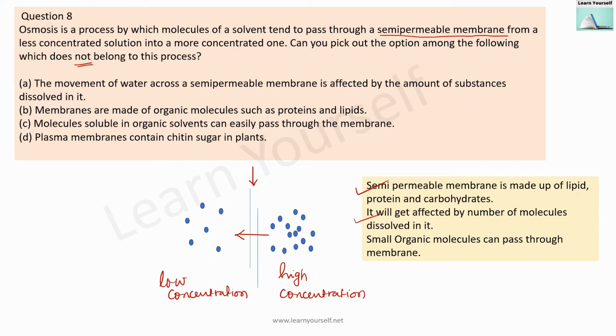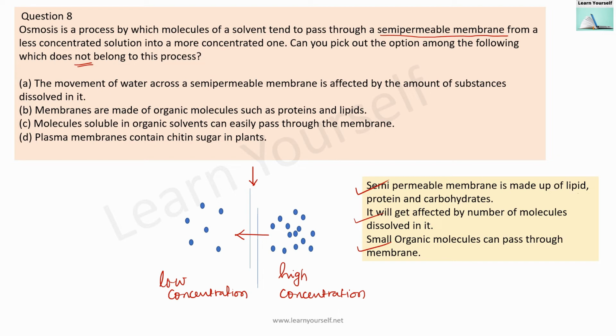Second, it will get affected by number of molecules dissolved in it because it will define its concentration. So it will get affected by number of molecules dissolved in it. Third point is small organic molecules can pass through the membrane. So along with the water, small organic molecules can pass through this semi-permeable membrane, but the larger molecules like sugar and glucose cannot pass through this. Now let us see the options given here.